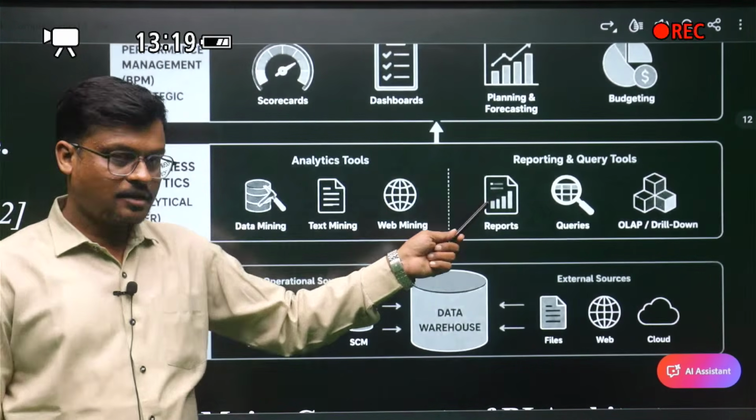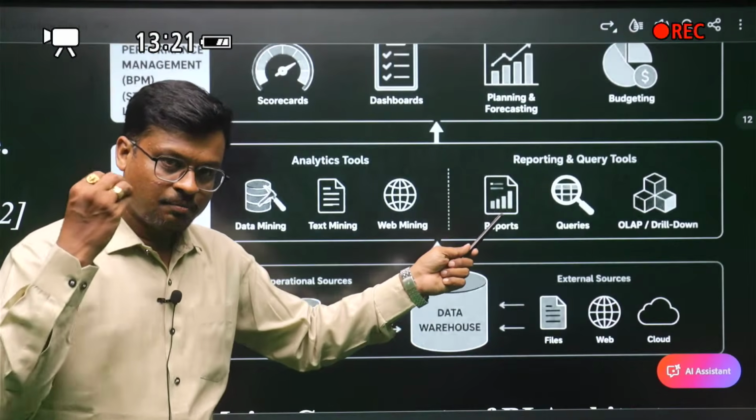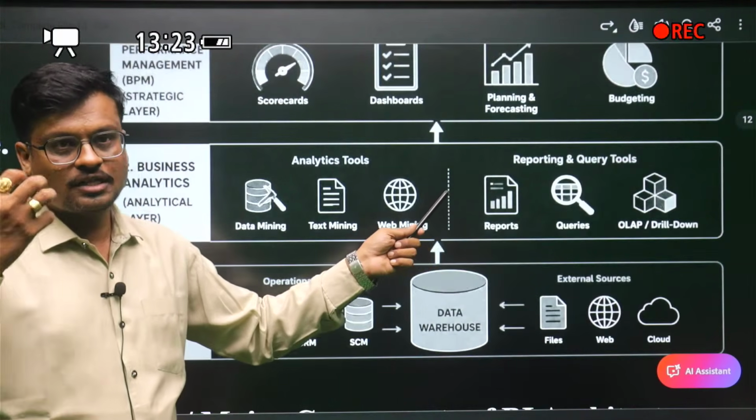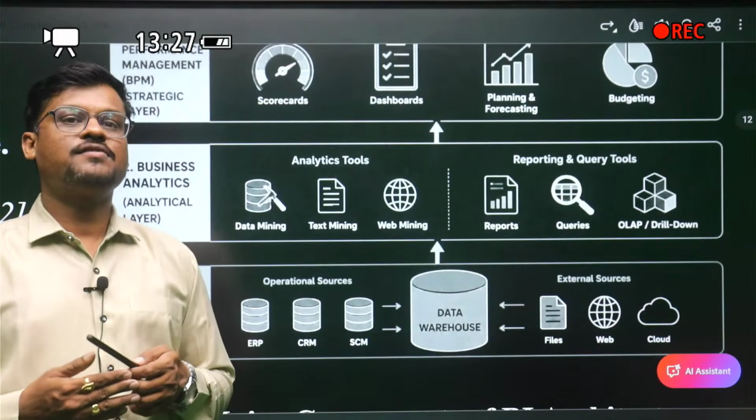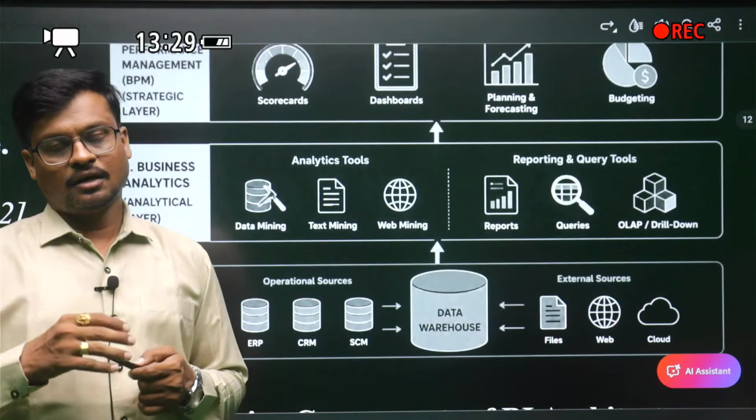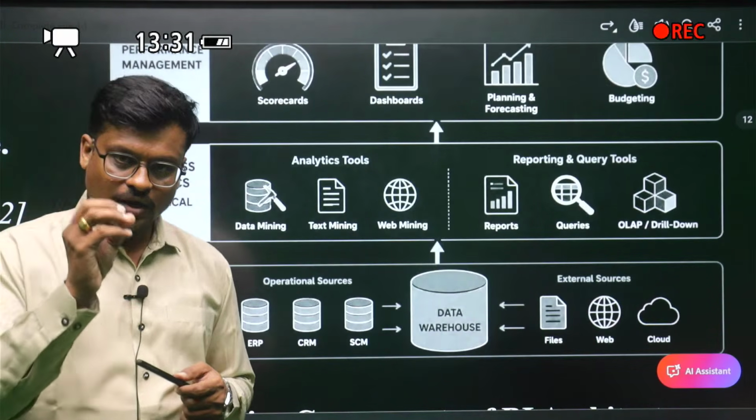Once you apply the mining techniques, you'll be able to predict the data. You'll be able to extract the information which is previously unknown. The patterns, trends, behaviors, you will be able to identify them right here.